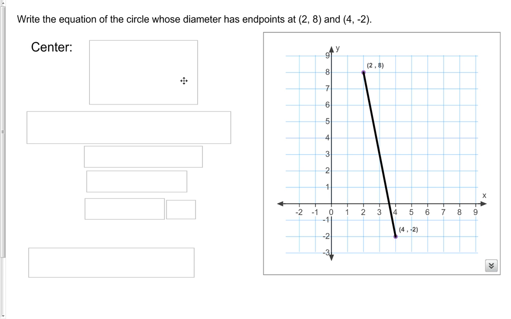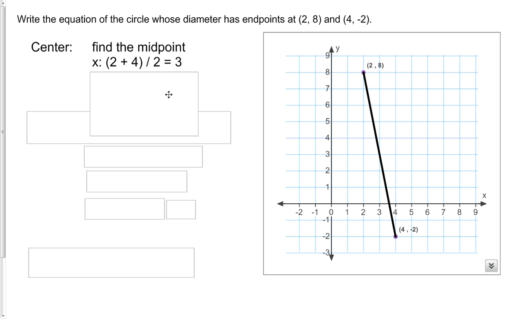If you're given two endpoints of a diameter, the center is always going to be in the very center of that diameter line. So it's going to be the midpoint of that line. To find the center of this circle, let's find the midpoint of the diameter. The way that we found the midpoint was by taking the x-coordinates and finding the average of those, and the y-coordinates and finding the average of those.